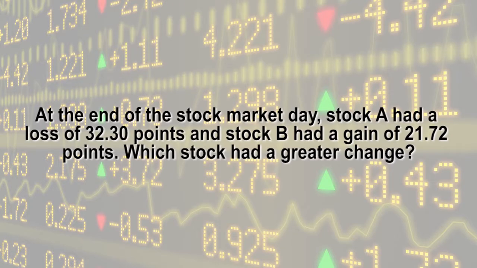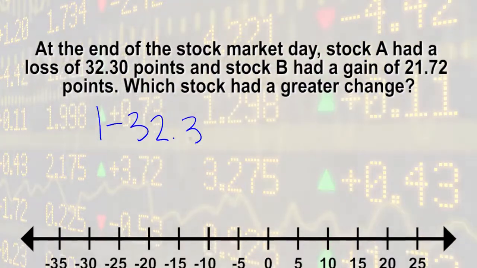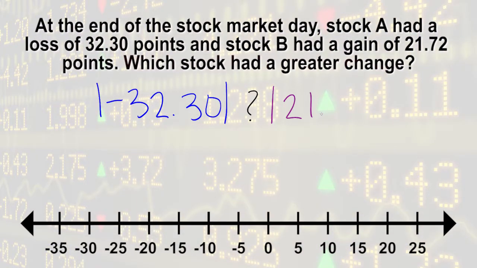Consider this next problem. At the end of the stock market day, stock A had a loss of 32.30 points and stock B had a gain of 21.72 points. Which stock had a greater change? Explain your reasoning.